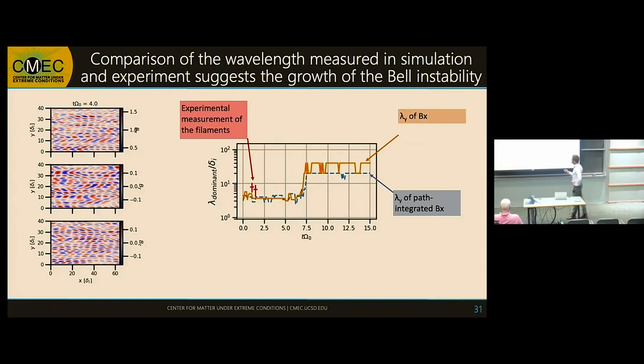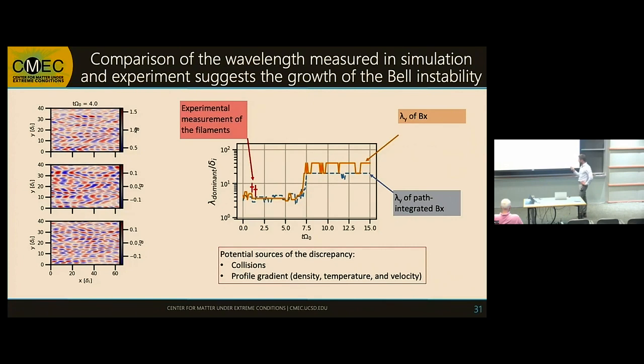However, we do see that the size of our filament is underpredicted. And we believe that is due to the fact that we don't include some collisions in our simulations, and also any gradient profiles of the temperature, density and velocity that you would expect in the blow-off plasma.